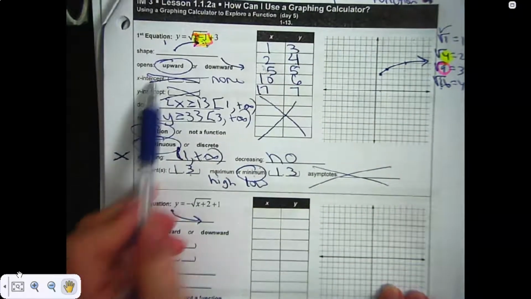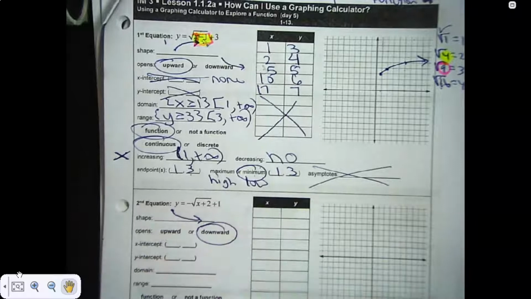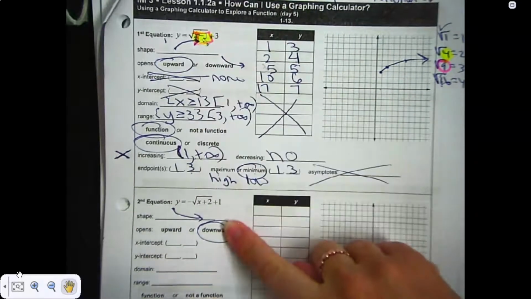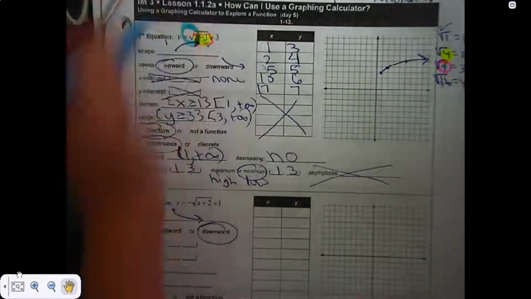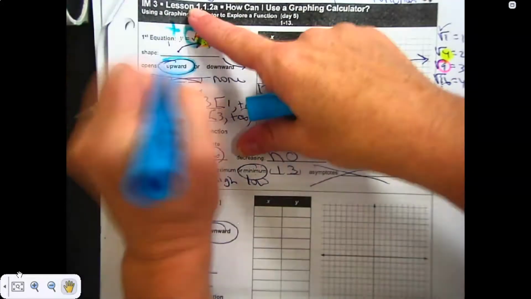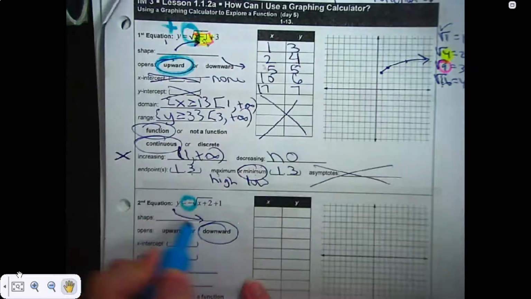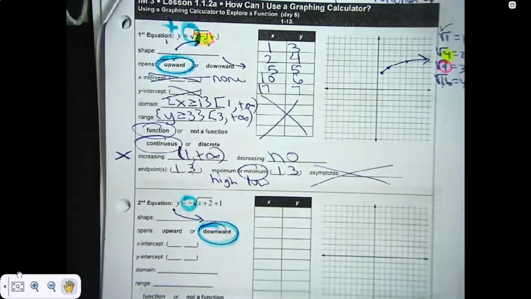So remember we talked about this one opens up, this one opens down. I'm hoping some of you see why this one's up and this one's down. It's based on what is in front. If this is positive, it's up. If this is negative, it's down. You'll get good at this.